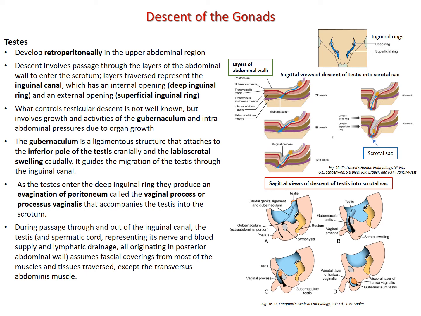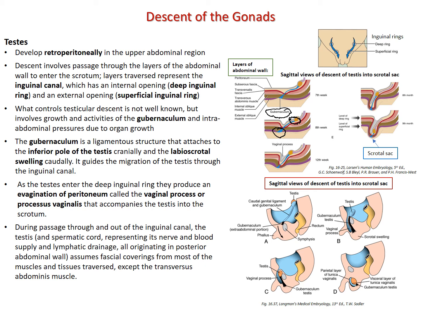The layers traversed represent the inguinal canal, which has an internal opening called the deep inguinal ring and an external opening called the superficial inguinal ring, as seen in the upper illustration. What controls testicular descent is not well known, but involves growth and activities of the gubernaculum and intra-abdominal pressures due to organ growth. The gubernaculum is a ligamentous structure that attaches to the inferior pole of the testis cranially and the labioscrotal swelling caudally.